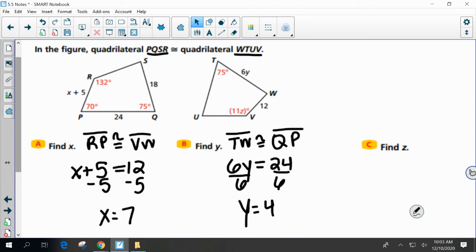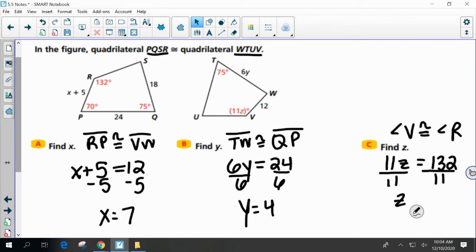Okay, so now we need to find z. Where is z located? It's on angle V. So what is angle V congruent to? Angle R. So angle V says it's 11z, and that would be equal to angle R, which is 132. So then I would divide by 11. So I get z equals what? 12, yeah.